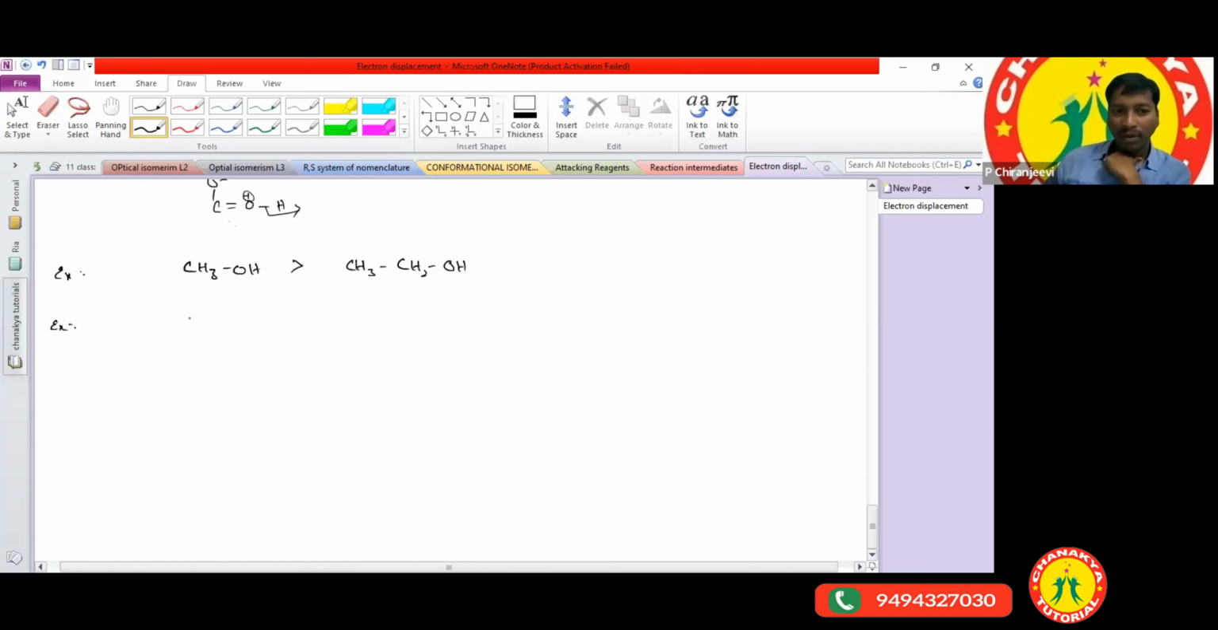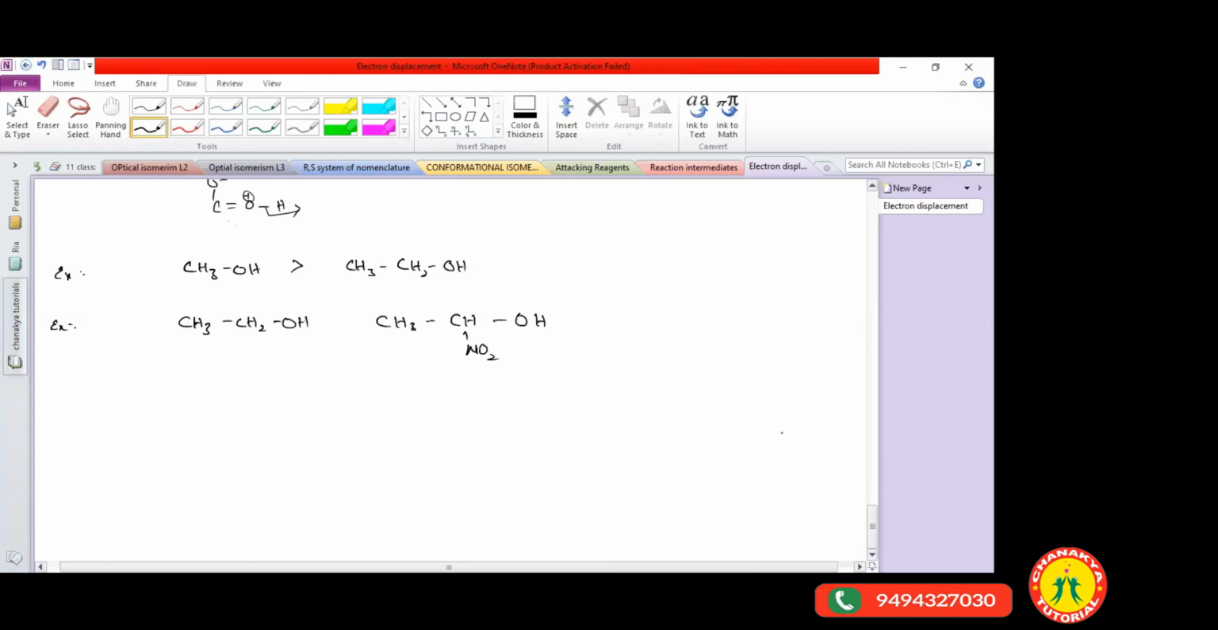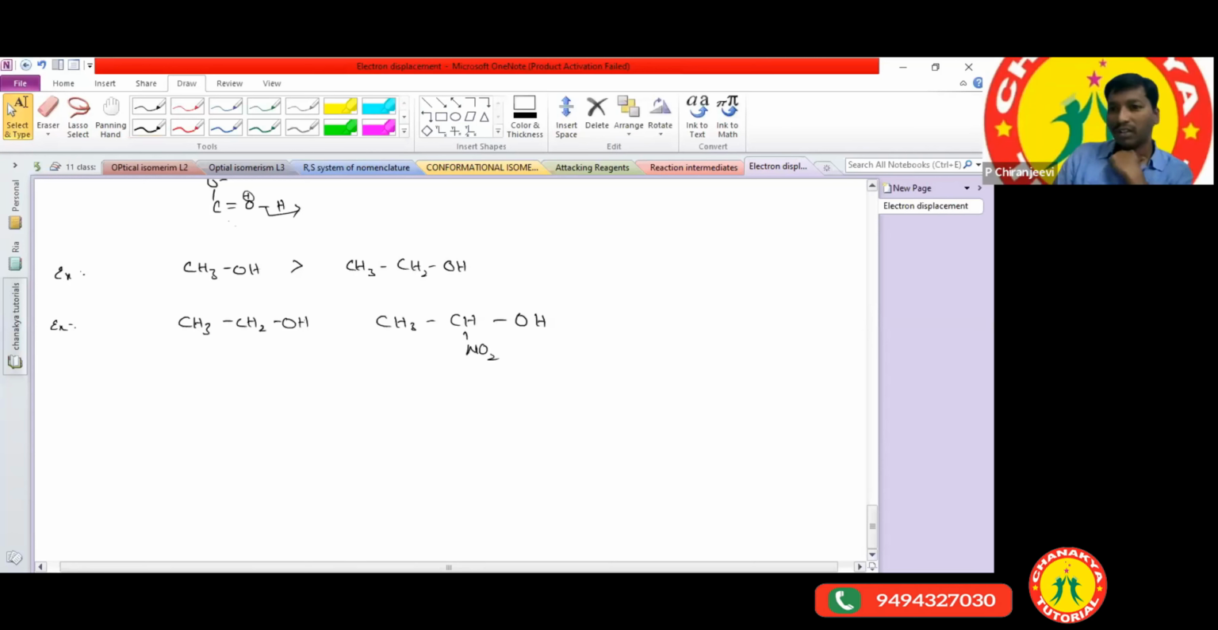For example, CH3-CH2-OH and CH3-CH(NO2)-OH. In these two, which one is more acidic? The second one, because it has an electron withdrawing group. Okay, Sirisha. Right.